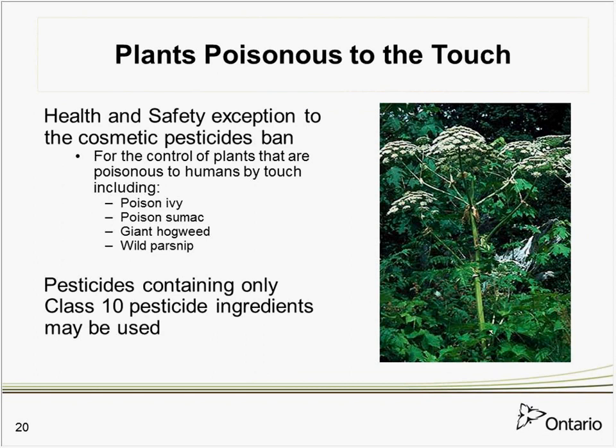Another exception is plants poisonous to the touch. These are health and safety exceptions to the cosmetic pesticide ban for the control of plants such as poison ivy, poison sumac, giant hogweed and wild parsnip, which in the eastern region is a big one. Those plants are poisonous to the touch, and so to control them you use a Class 10 pesticide ingredient, so the ingredients listed in Class 10, which are glyphosate and related active ingredients.